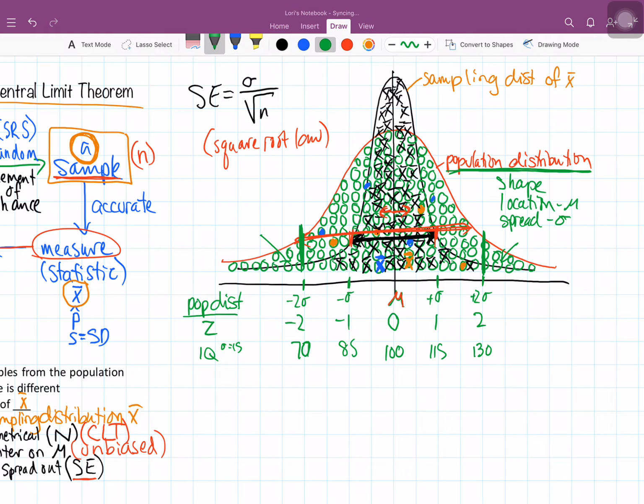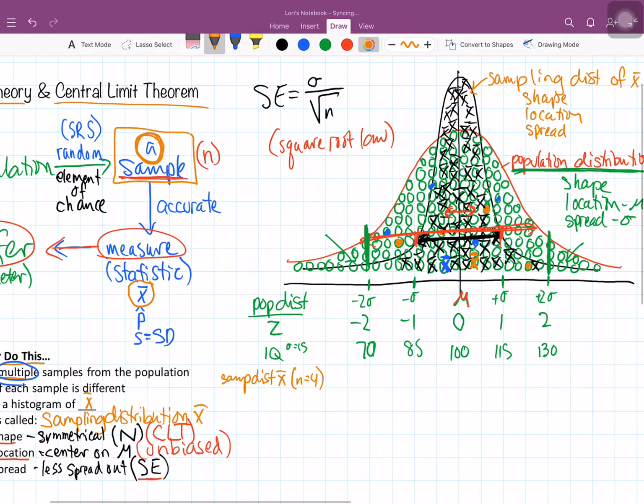Now we're going to play this game where we take multiple samples from the population of sample size 4. And I'm going to signify those with our nice orange color. So now here we have a sampling distribution of the mean for a sample size n equals 4. And what we know about that sampling distribution of the mean is it also has a shape, a location, and a spread. So that's this one right here. That's all those x bars.